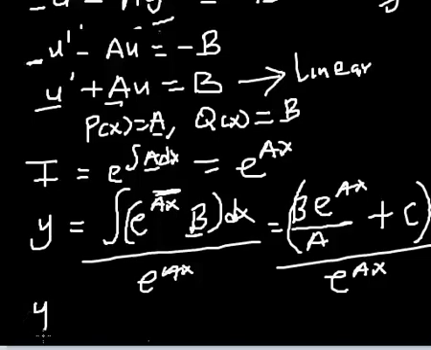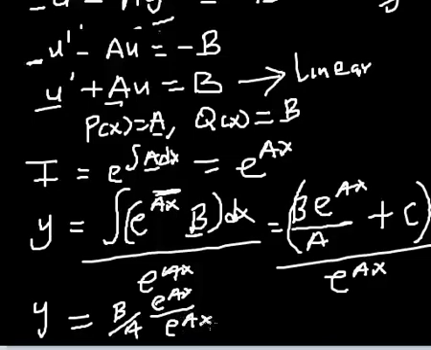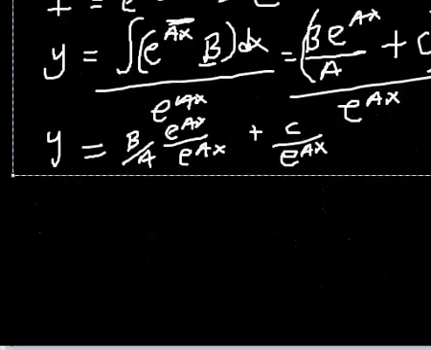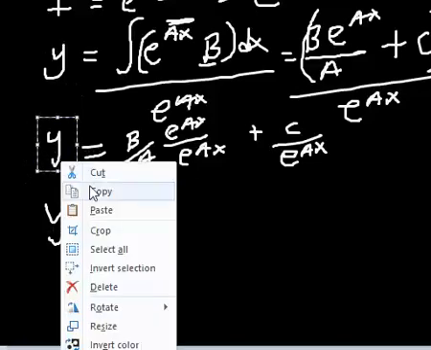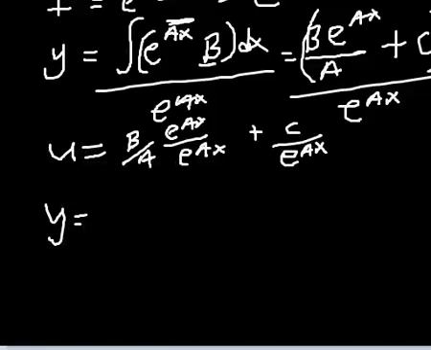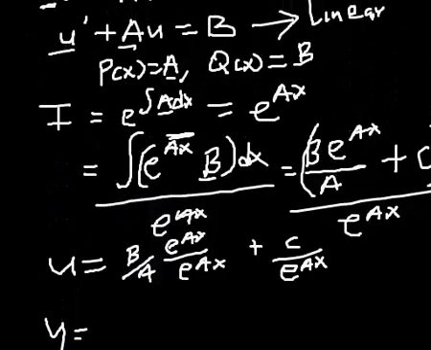All right, so finally my equation becomes b all over a, exponent ax divided by exponent ax. I'm separating the division now, then plus c divided by exponent ax. So if I have this, you know what that's going to be now? Please pardon me, this is u, because the ODE is for u.